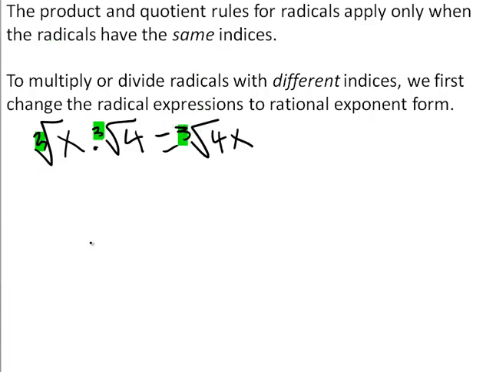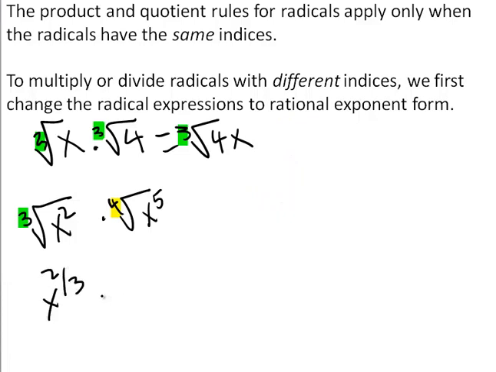If I want to do this, where they have different indices, I have to use the rational exponent form. So this would be x to the 2/3 times x to the 5/4. I have to make sure I can't do anything yet. I have to give them the same denominator, which would be 12.